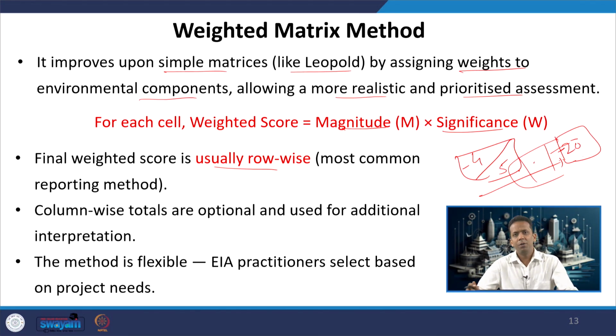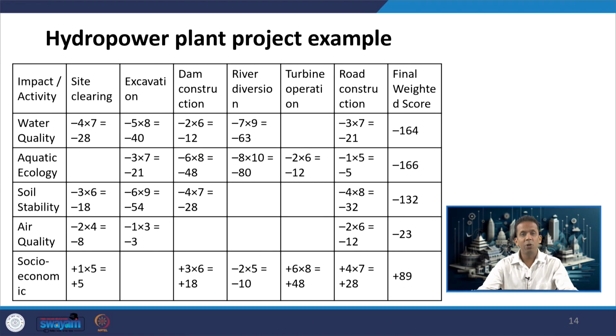In weighted matrix method that is not the case. You can even do column wise totals. They are optional and they can give us some additional interpretation. The method is flexible. Most EIA practitioners select column wise totals or row wise totals or a mixed combination of both based on their project needs. Okay. So, now let us continue with the previous example of hydropower plant.